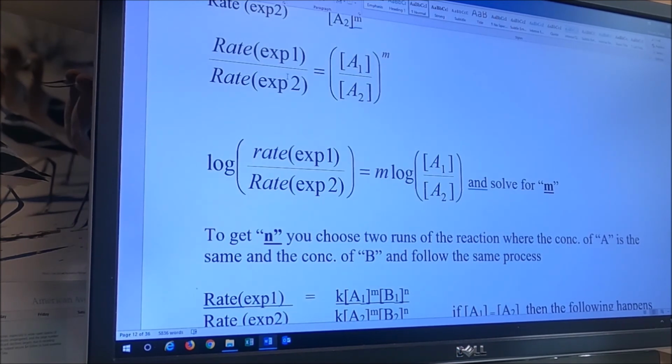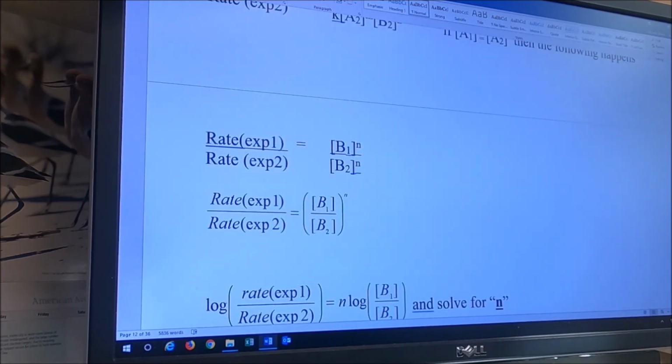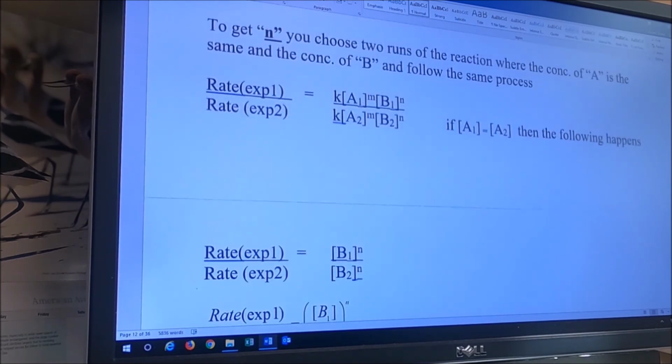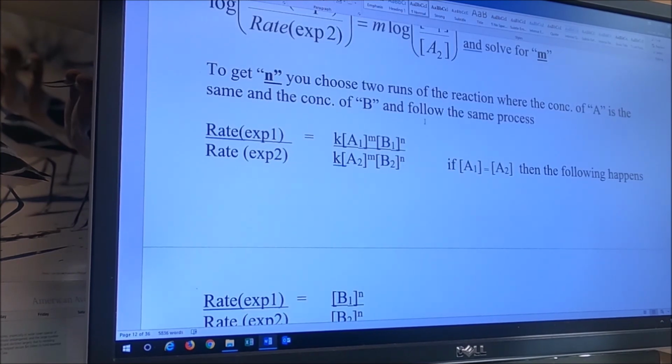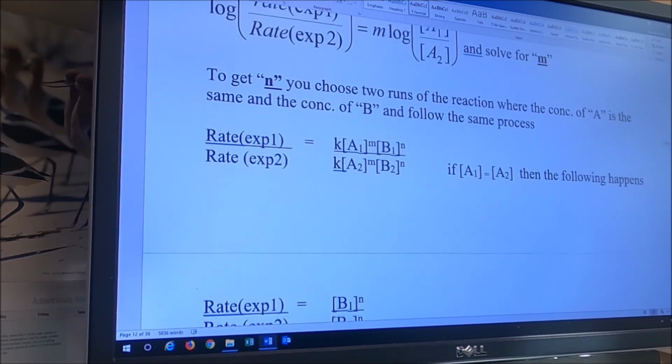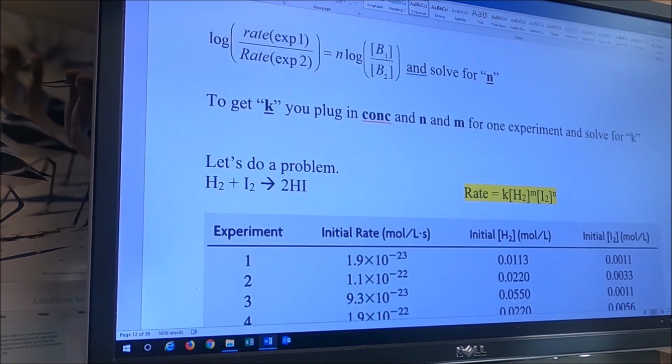Now, if you can't do it by inspection or you're not comfortable doing it by inspection, you can use logs. If you take the log of the left side of the equation, that has to equal m, the power, times the log of the concentration ratio. Okay? And you do the same for n, because you choose two runs where the concentration of A stays the same and the concentration of B changes. Now I've written it all out here again. To get k, you plug in the concentrations and the orders m and n from one experiment.